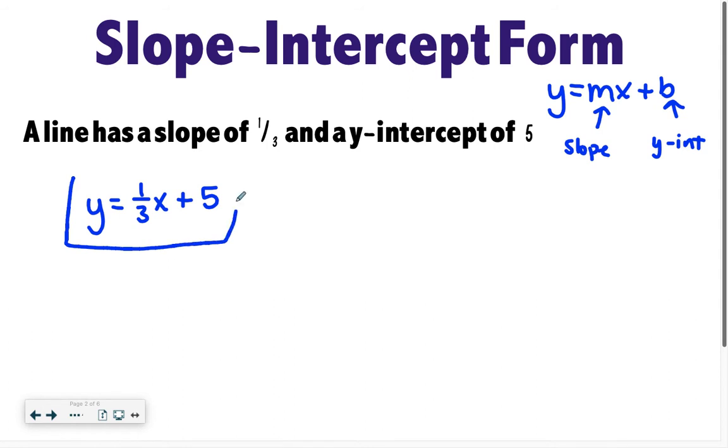So a line has a slope of 1/3 and a y-intercept of 5. All I say is y equals 1/3 x plus 5.